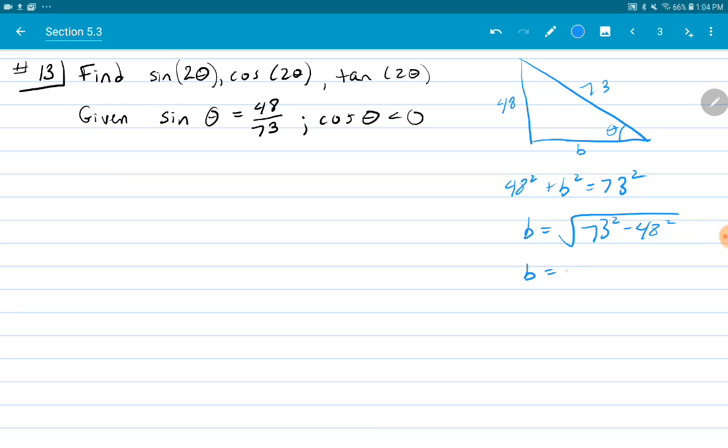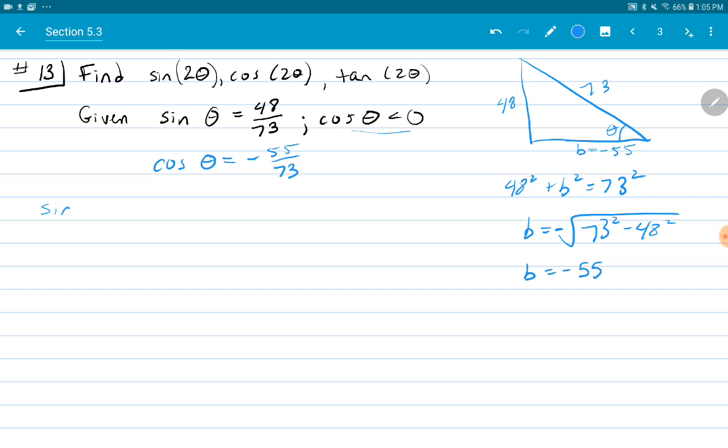I get 55, but I want a negative because I was told that cosine is negative. So now I can find cosine. So b equals negative 55. And that means that cosine of theta is negative 55 over 73. All right, so now I have everything I need for sine and cosine.